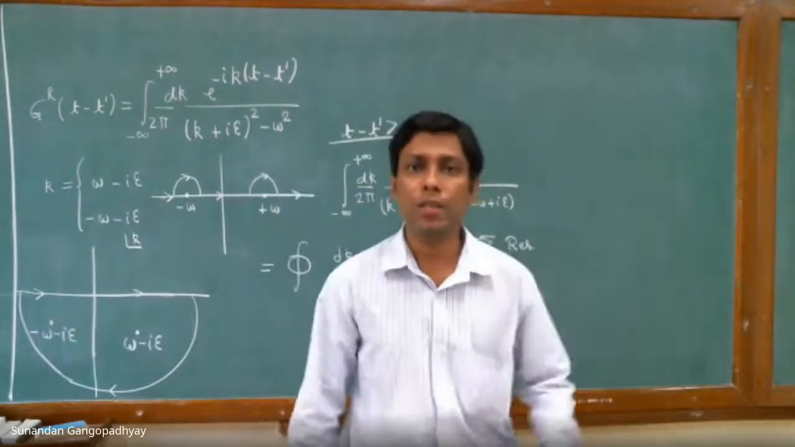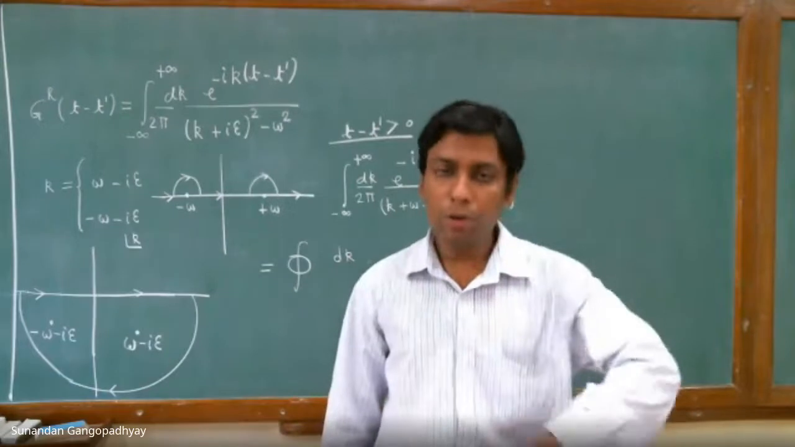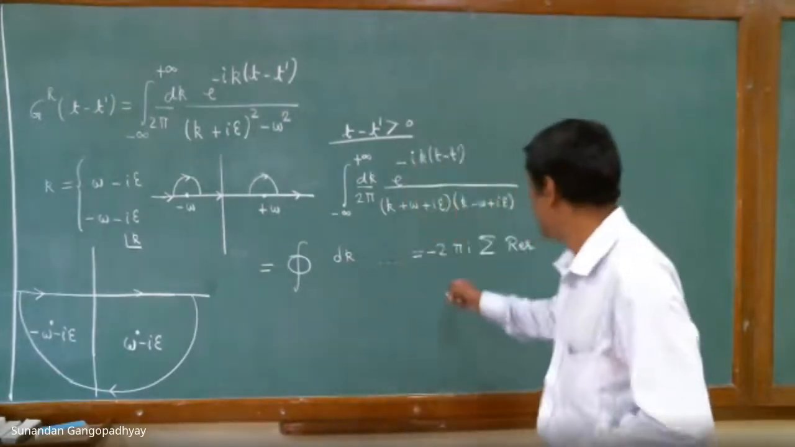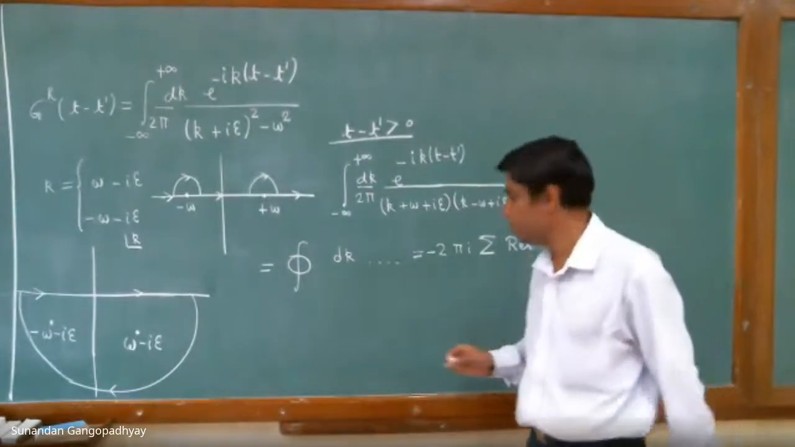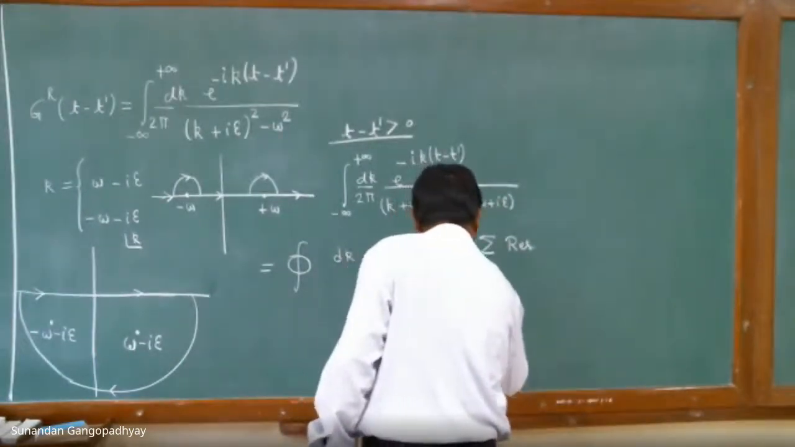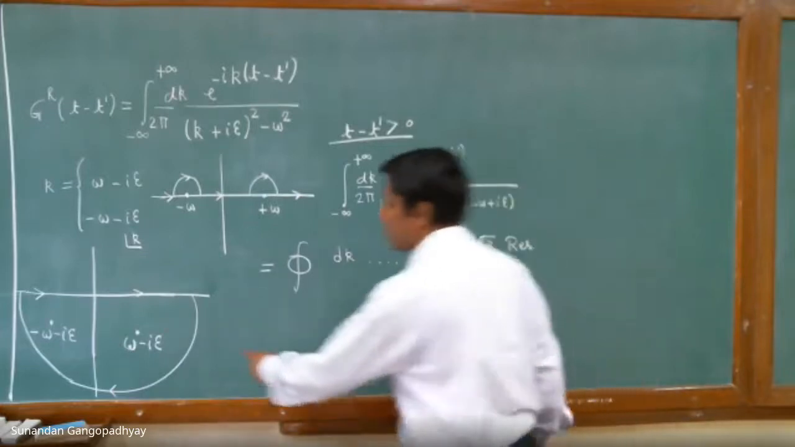For anti-clockwise, by the Cauchy residue theorem, it is plus 2 pi i times the sum of residues. When you go in the clockwise direction, due to the orientation of this curve, you will get a minus sign. And therefore you have minus 2 pi i times the summation over the residues. We just need to calculate the residues at these two poles.